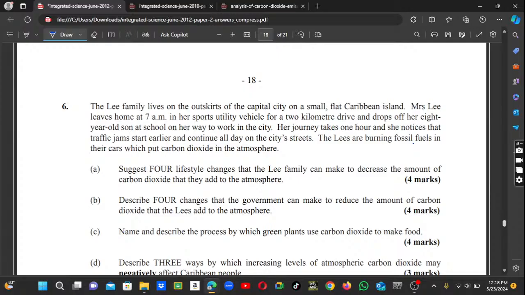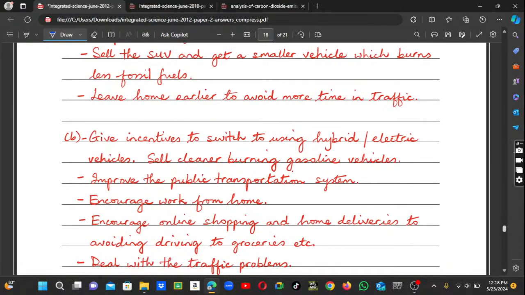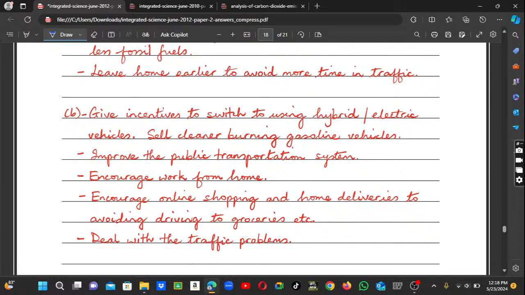So what can the government do to reduce that? We see that the government would normally give incentives to switch to using hybrid or electric vehicles. So what they would need to do is to sell their gasoline vehicle for a cleaner burning one. So this is what the government should do. The government should give incentives to do these things.